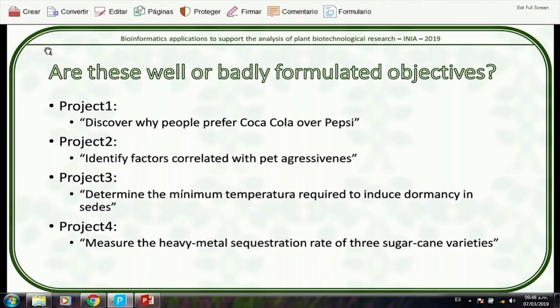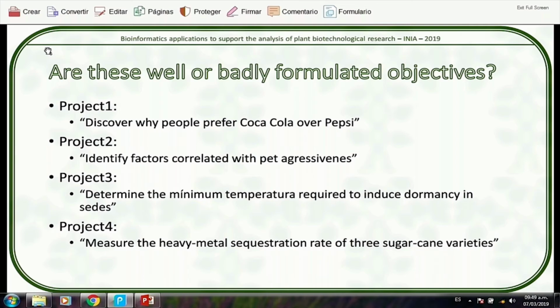Yeah, this thing here sounds nice, but it doesn't really give you any clues of how they're going to tackle or approach this. Number 2, identify factors related with pet aggressiveness. That is my objective. I want to identify factors that correlate to pet aggressiveness.